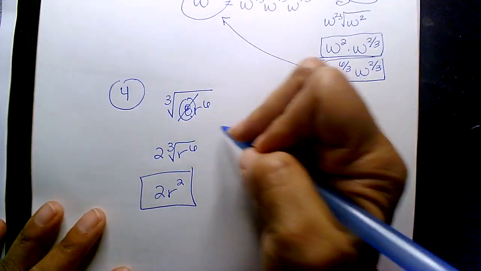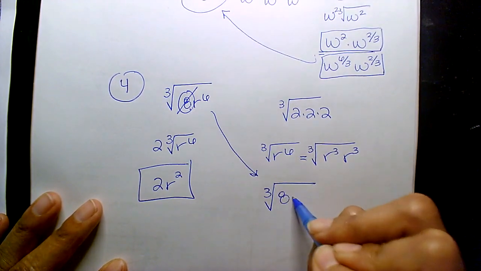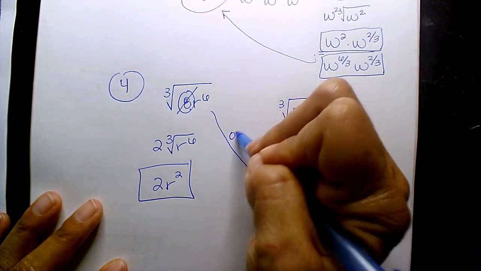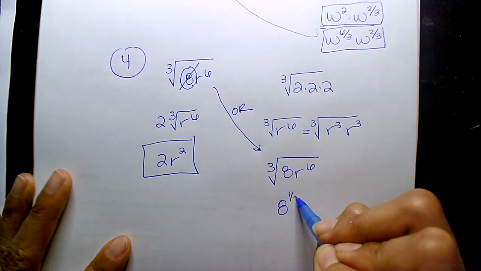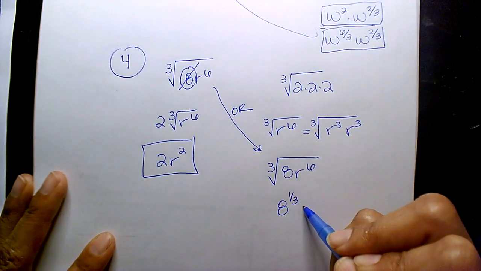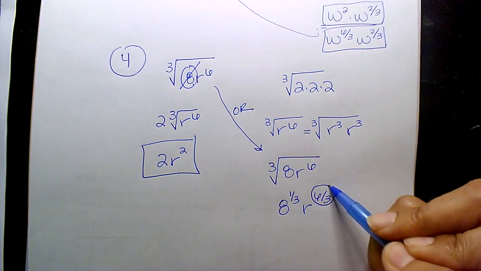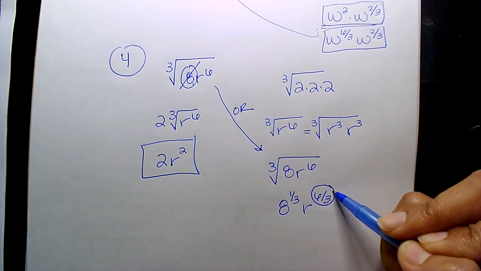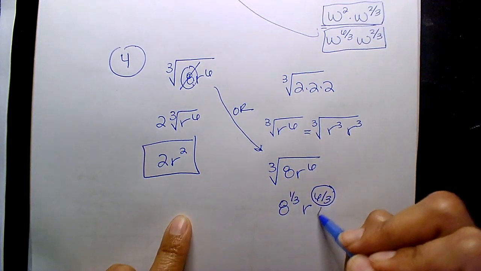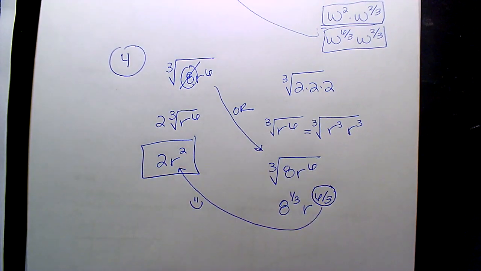If you don't believe it, let's do the fractions. So let's restart it. This is an OR. I have 8 to the 1/3, and I have r to the 6/3. Right here you can see that I can reduce that. What's 6 divided by 3? 2. So happily, I do get that.